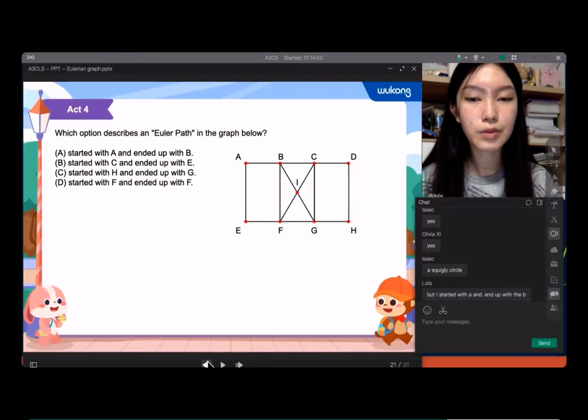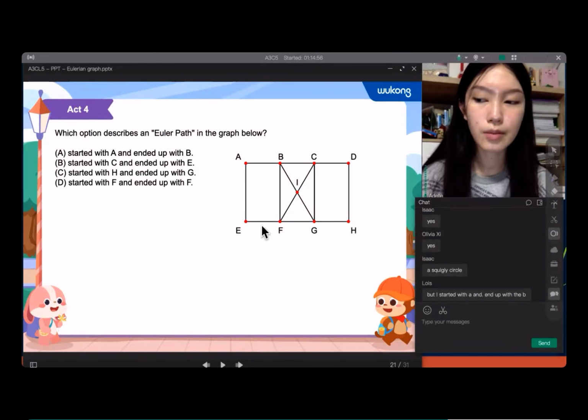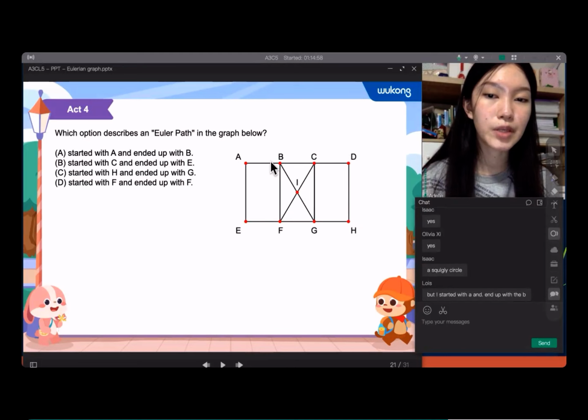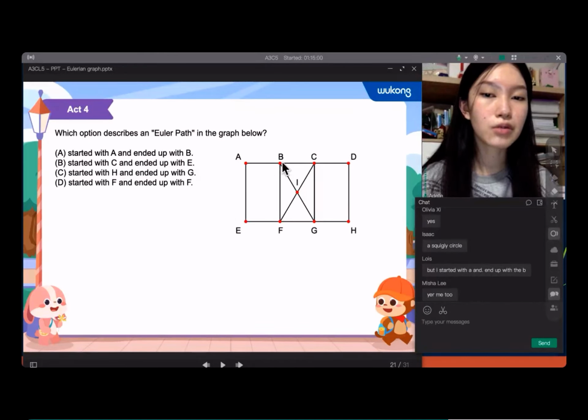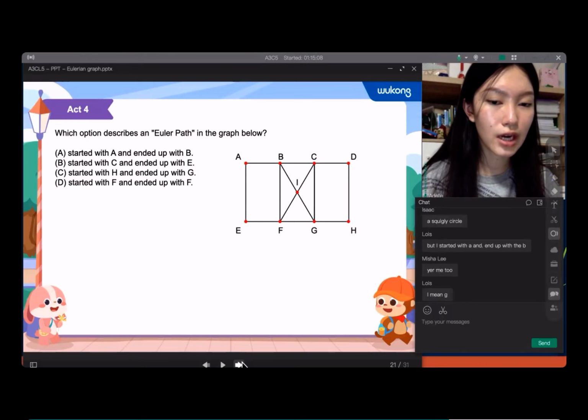Start at A, ended up with B. I think you would have to end at the same point. If you start with A and end with B, no matter which way you go, you will either repeat it or you will not cover all of it. Okay, so maybe Louis, just give it another try to see if it works out.